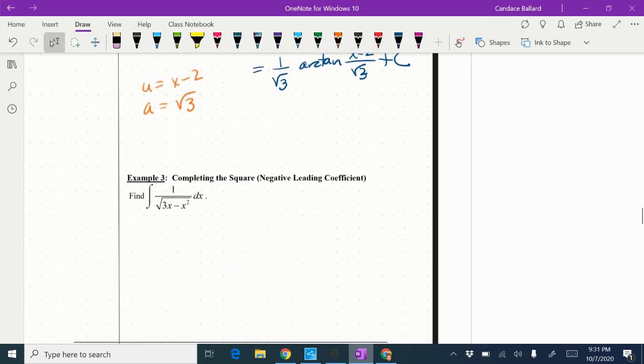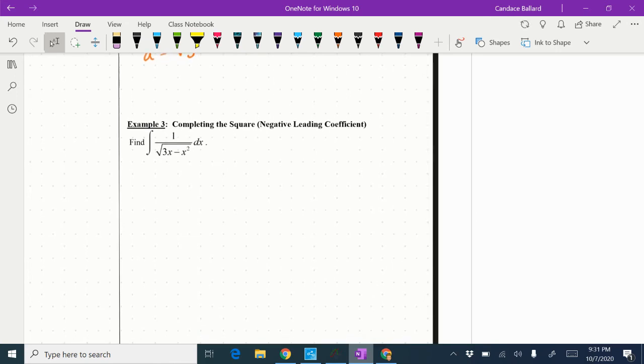All right, let's try one. This one's a little bit more complicated because I have a negative leading coefficient. So that's going to do some craziness to the inside, okay? So I'm going to start by rewriting it and taking that negative coefficient out.